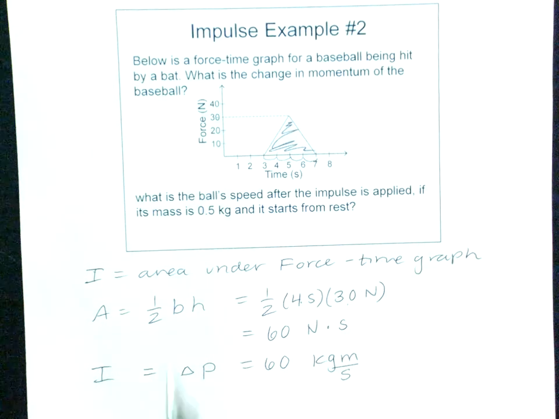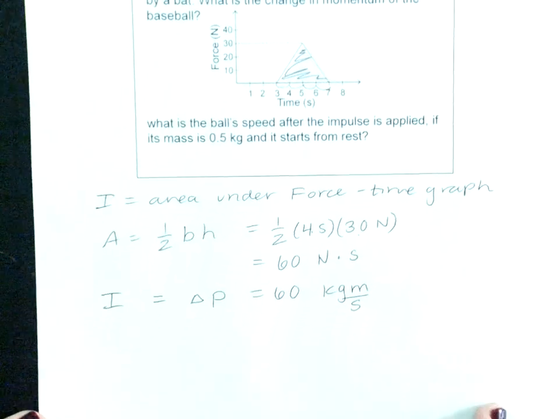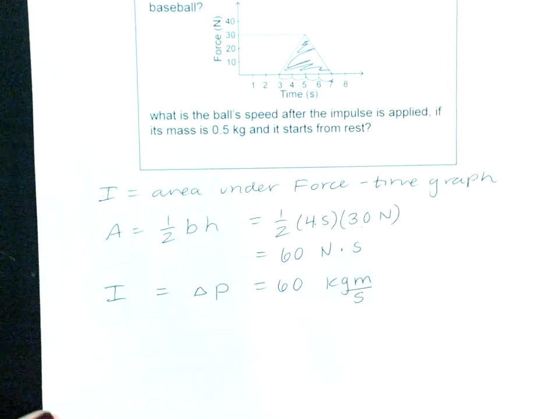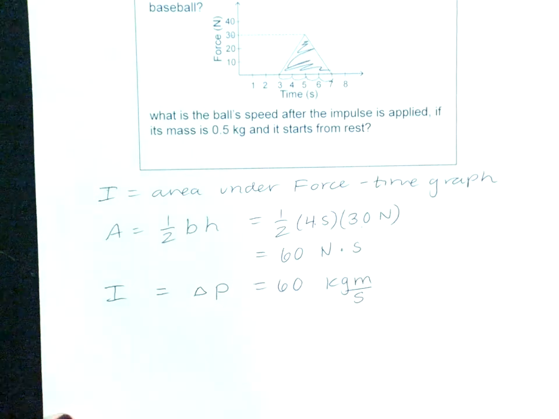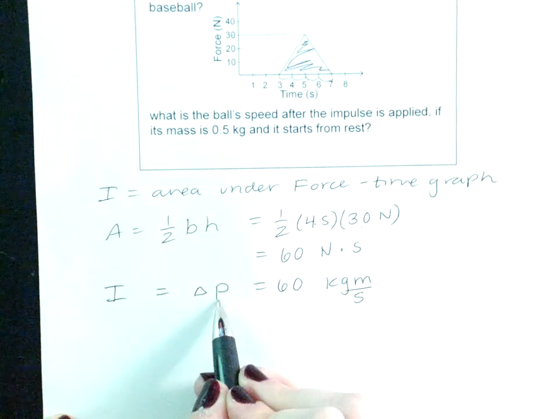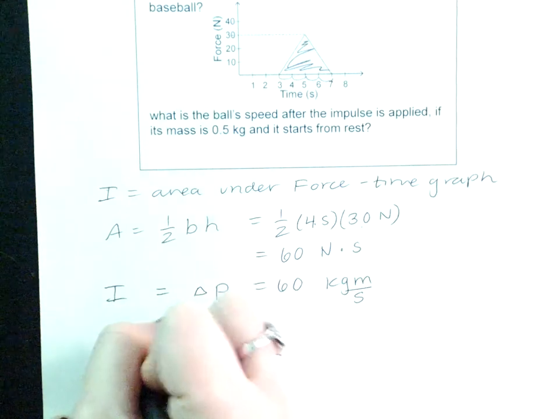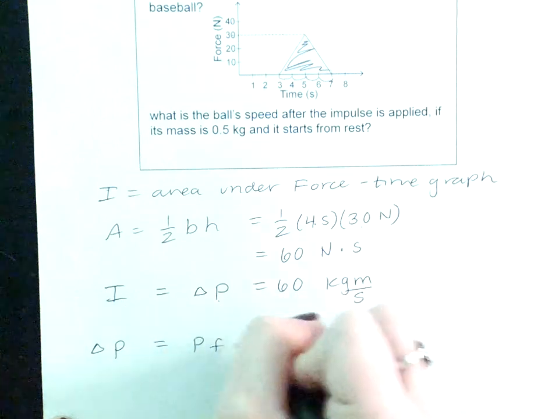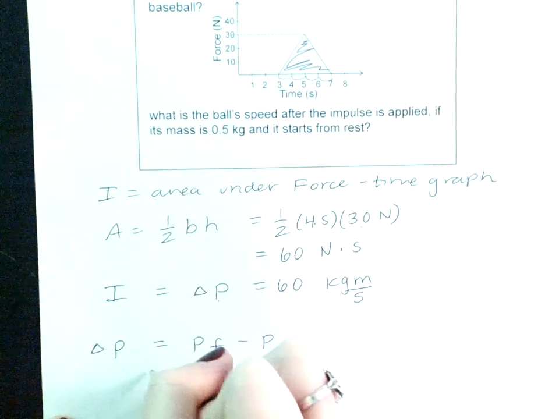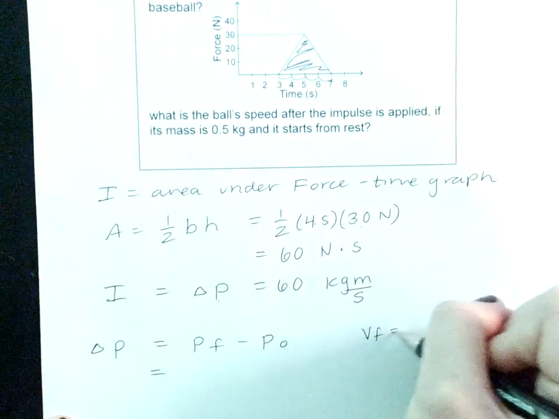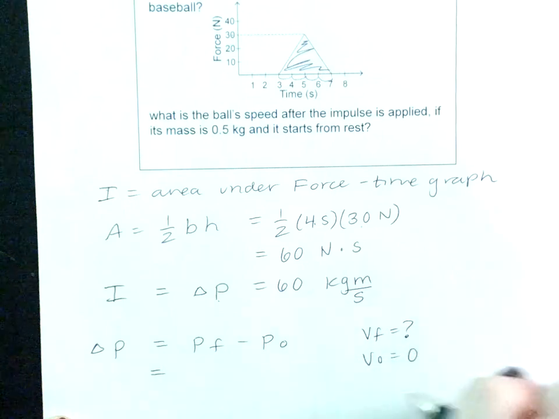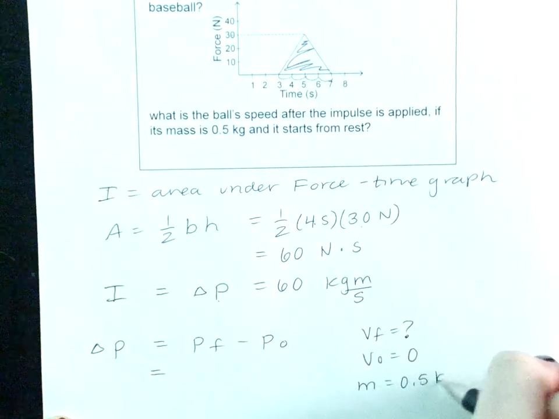Okay, so second question, what is the ball's speed after the impulse is applied if its mass is 0.5 kilograms and it starts from rest? So we're going to use the same impulse momentum theorem. Since we know impulse is equal to change in momentum, that means our change in momentum is equal to P final minus P initial. We don't know V final. V final is what we want to know. We know V initial equals 0. We know mass is 0.5 kilograms.